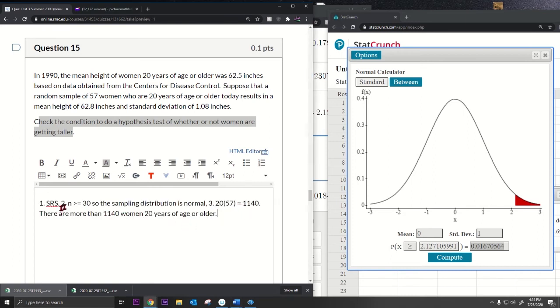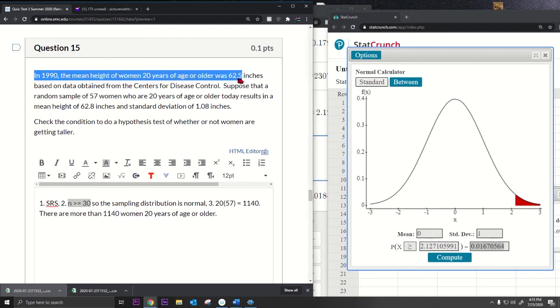Number 1, simple random sample. Number 2, n is greater than or equal to 30. So the sampling distribution is normal, right? N is greater than 30. That is a condition. Notice what is n in this question? It's 57. 57 women.